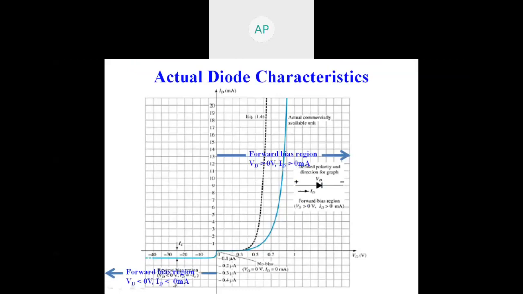Shaha, please move your side. And there is a no-bias point, right here, where the applied diode voltage is 0 and the diode current is 0.